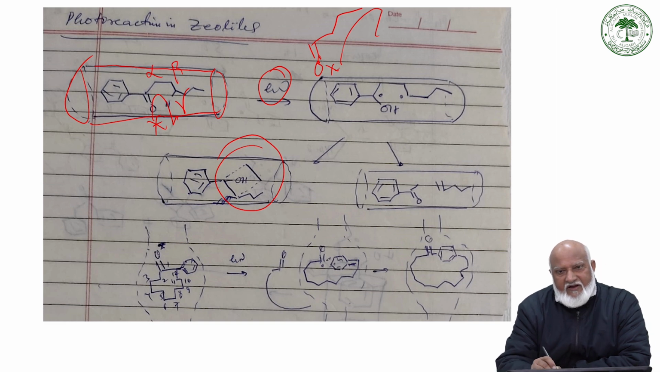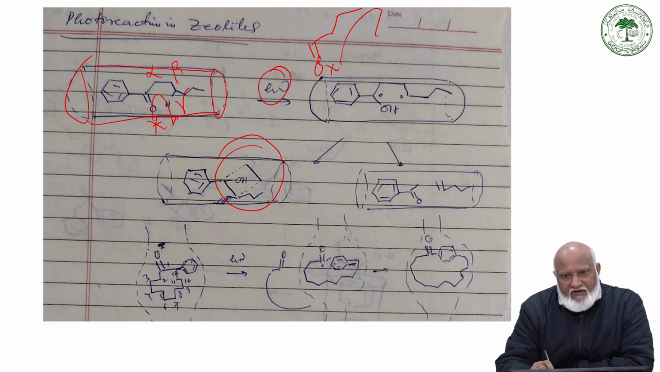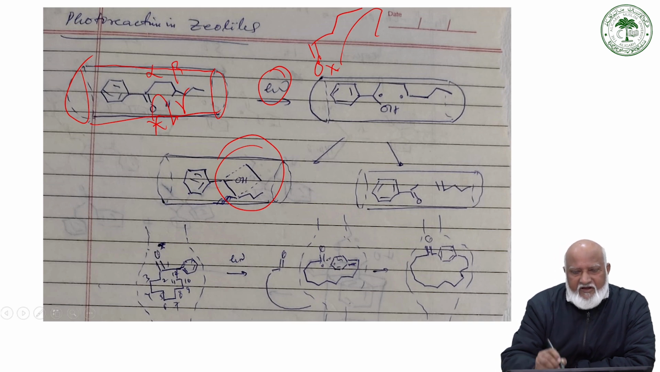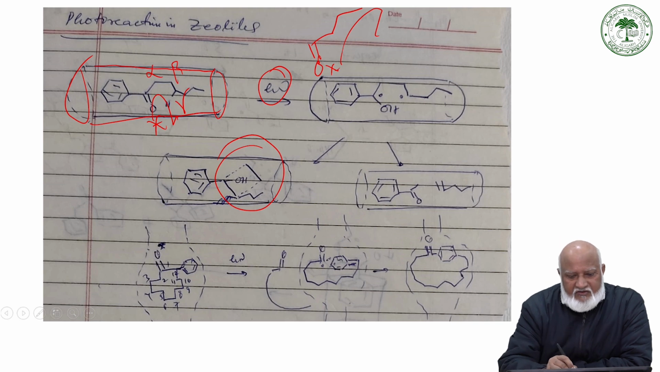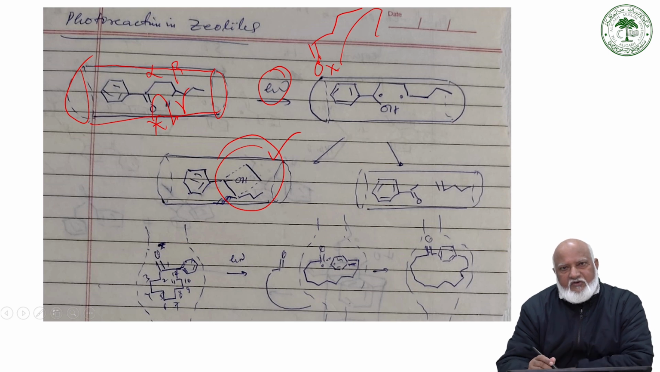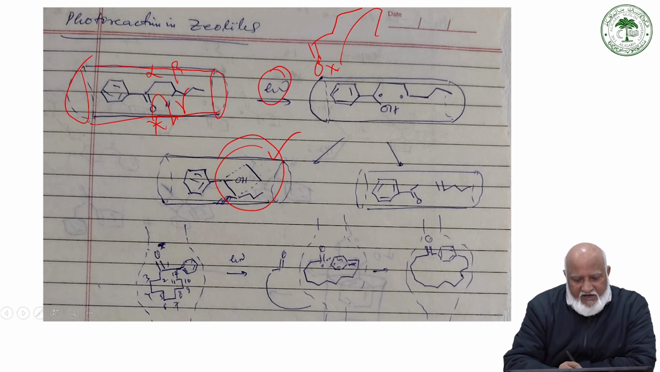So here, if we do the reaction in the constrained medium, it is possible to bring about the reaction, whereas in the solution phase the yield of this product is very low. Once it is in the constrained medium, it is possible to increase the yield. This is another example, where the molecule is a macromolecule.